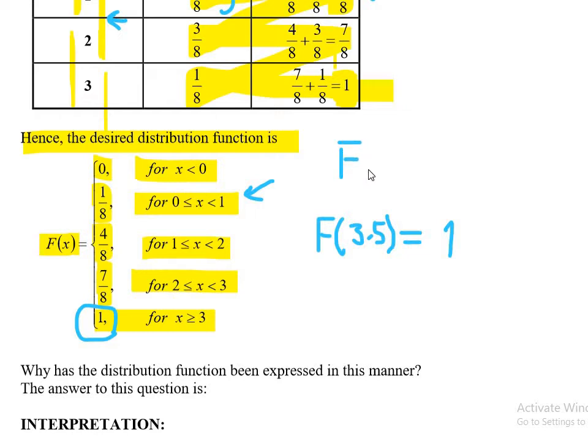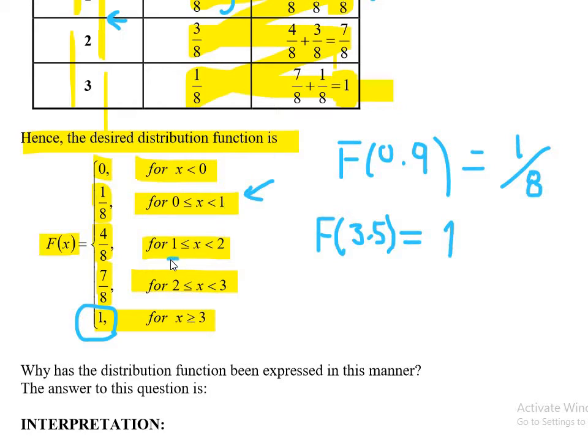Right? So if I pick any number, let's say you want to say what is F of 0.9. So 0.9 is in this interval, so the answer is 1 by 8. But if I pick any number, let's say if I pick 1, then 1 is here, not here.